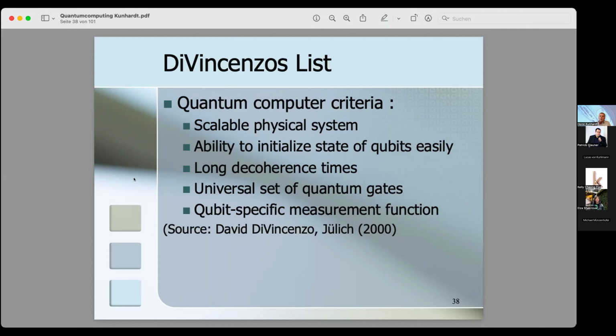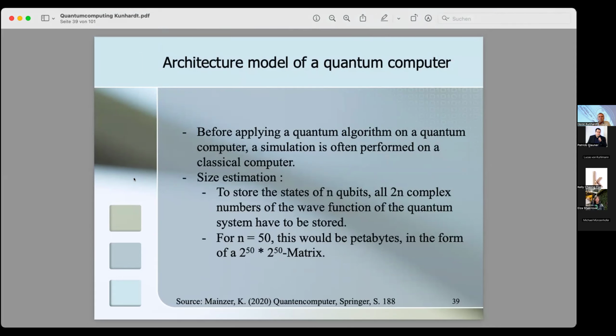And there should be a universal set of quantum gates. Nowadays, we have a lot of quantum gates. The Hadamard gate, as an example, can be called one of the basic gates that work the same as in a classical computer, but with the means of quantum technology. And we need a qubit-specific measurement function. DiVincenzo's list is very famous in quantum computer technology, and therefore we want to think about how an architecture model of a quantum computer could look like.